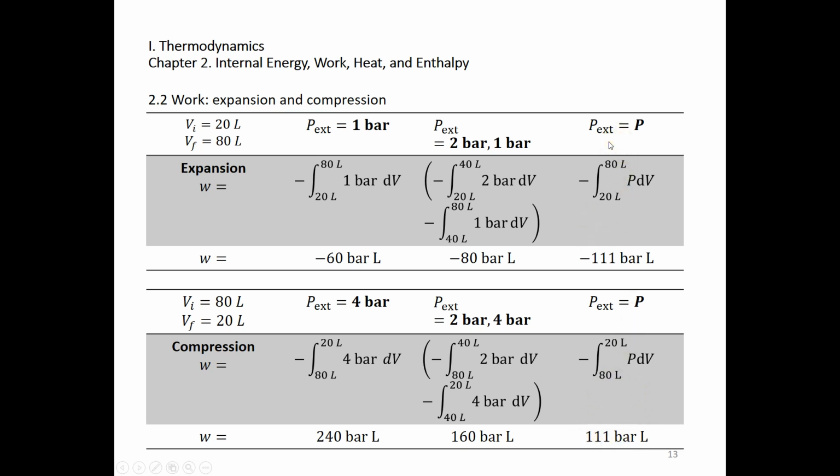It's just because when we integrate the amount of work, in both cases we have P external equal to P, and basically we're just integrating negative integral P dV. The upper and lower limits of volume over here are 20 to 80 liters, and over here it's 80 to 20 liters. That's why these two numbers are the same. They just differ by the sign.